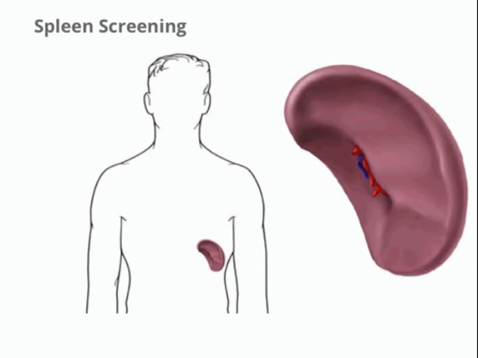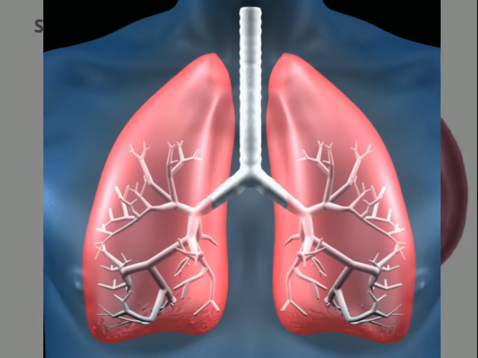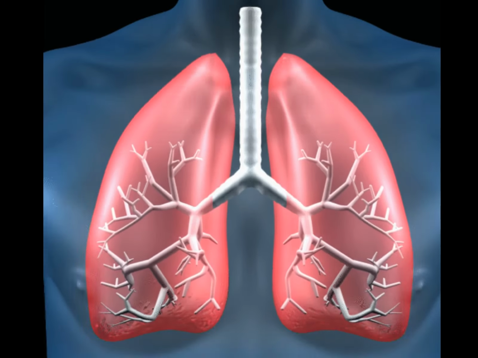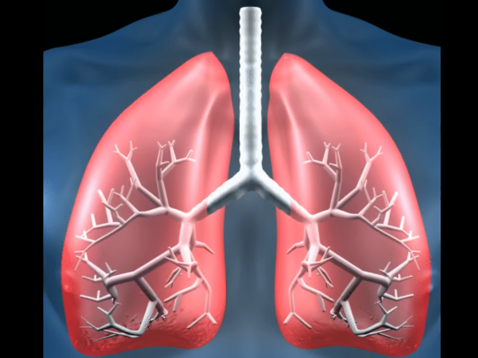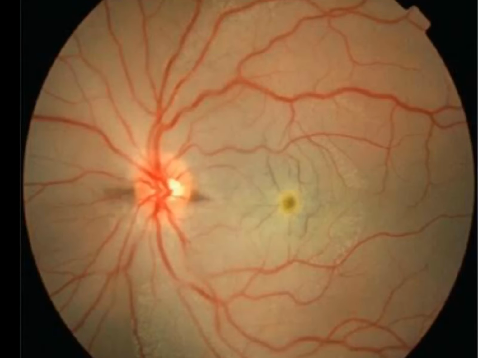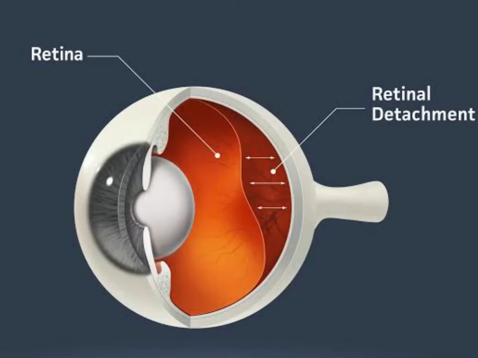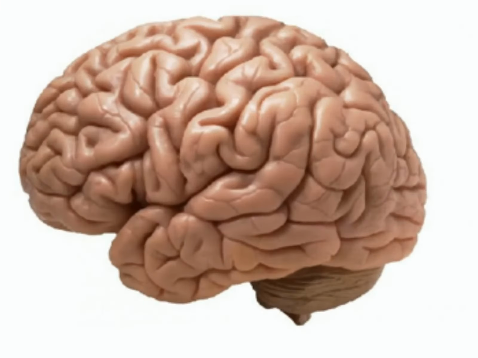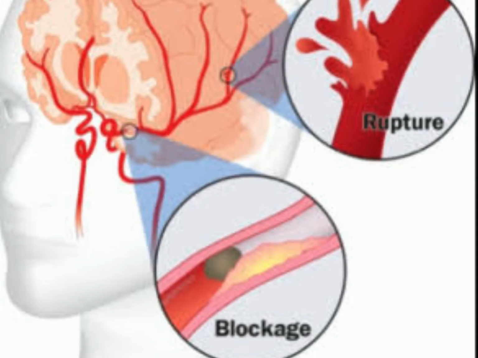A blockage in the spleen puts the patient at risk of infections. A pileup in the lungs can produce fever and difficulty in breathing. A clog near the eye can cause vision problems and retinal detachment. And if the obstructed vessels supply the brain, the patient could suffer a stroke.